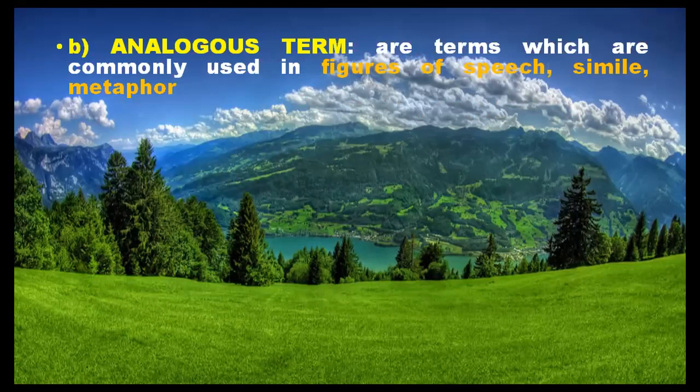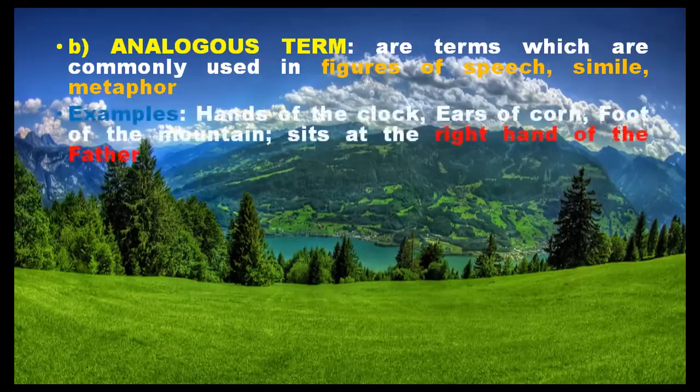So what is an example of that? For example, we say the hands of the clock. The clock doesn't really have hands like this. I have two hands. Or ears of corn. That corn doesn't really have ears. But the hands and ears here are used in an analogous way. They are called analogous terms.